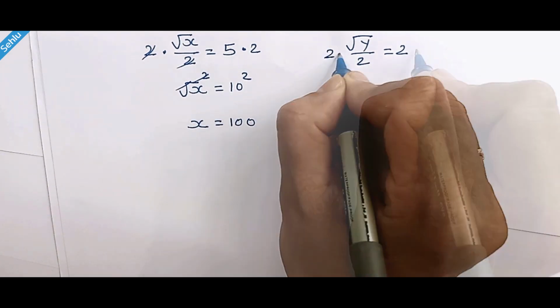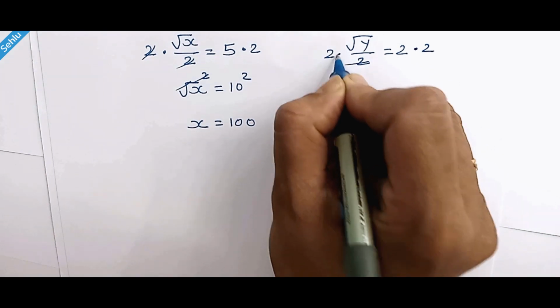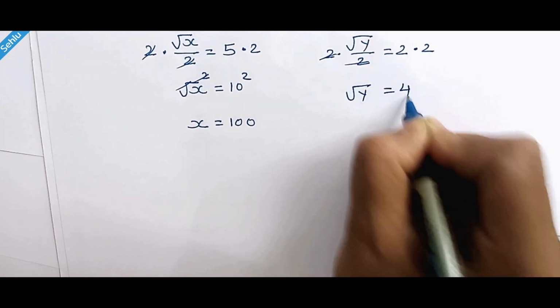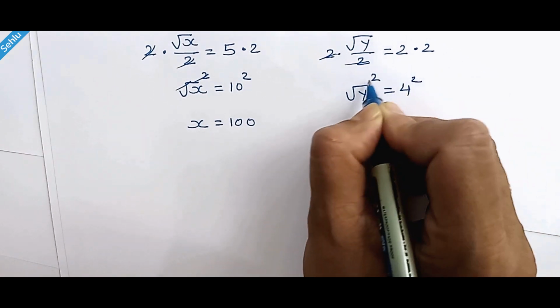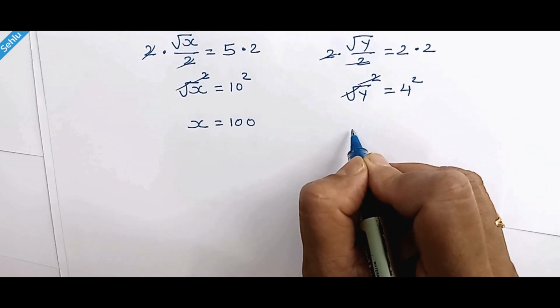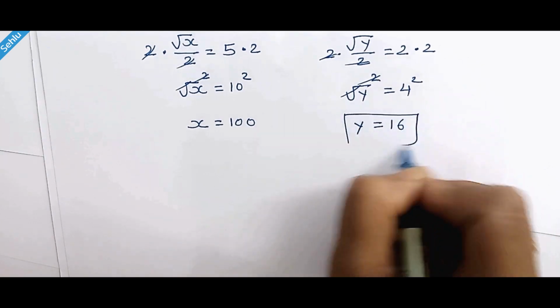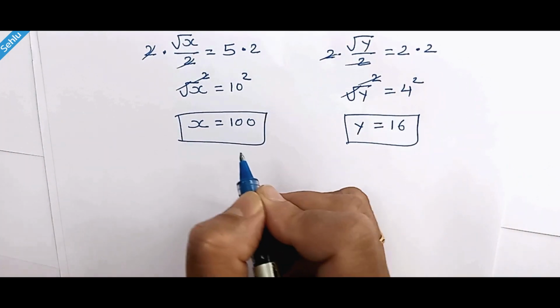Here we will multiply both sides by 2, so these 2s cancel out. So we have square root of y is equal to 4. Squaring both sides, these cancel out. So we have y is equal to 16. Now we have the values of x and y.